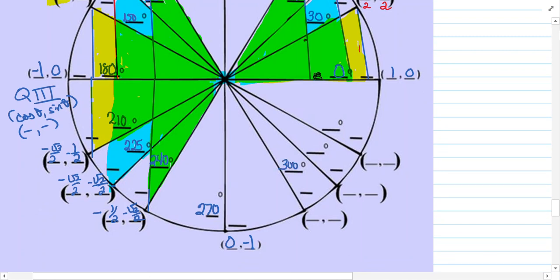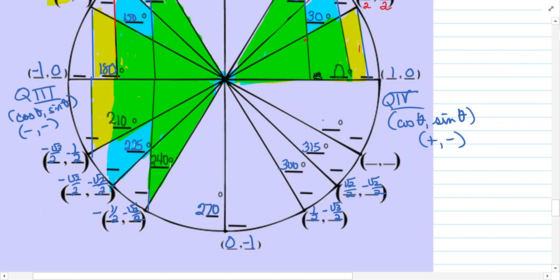which would be positive. This is quadrant 4. So we would have the cosine of theta, sine of theta, and they would be positive and negative. So this would be a positive 1/2 and a negative square root of 3 over 2. And then we'd have the 315 for the 45, and that would be the square root of 2 over 2 and a negative square root of 2 over 2.